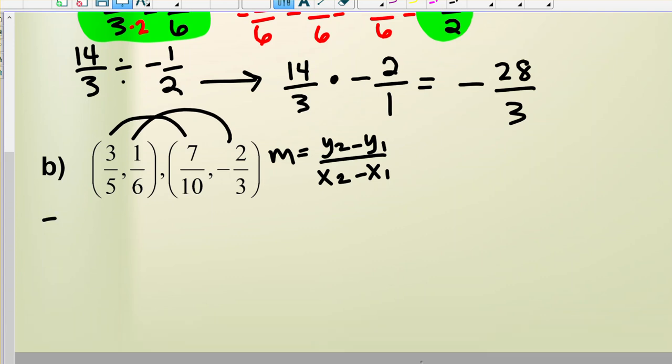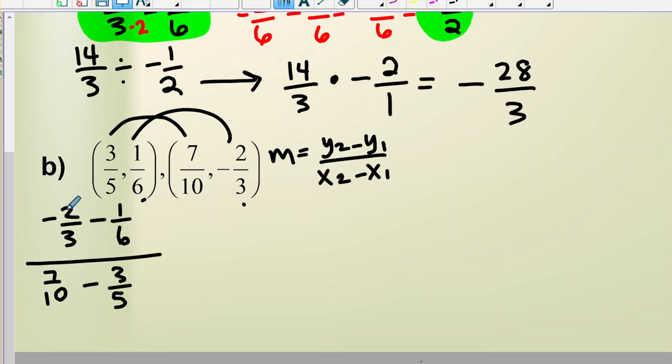So negative 2/3 minus 1/6. Again, my y2 minus y1. And that's all going to go over 7/10 minus 3/5.